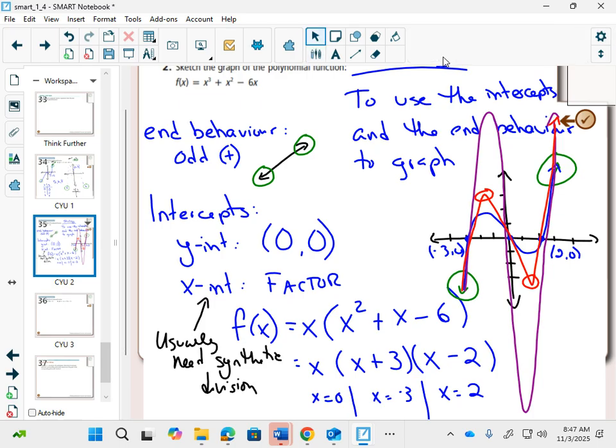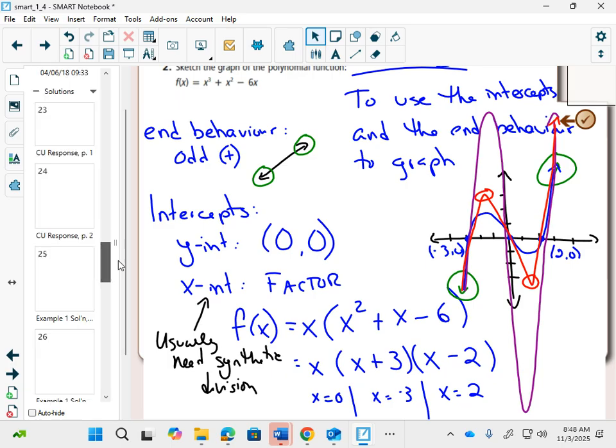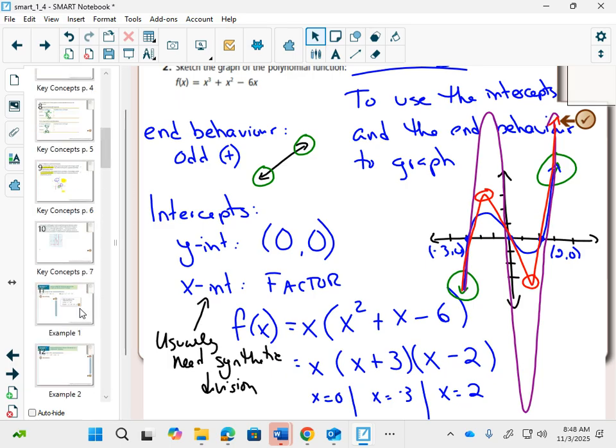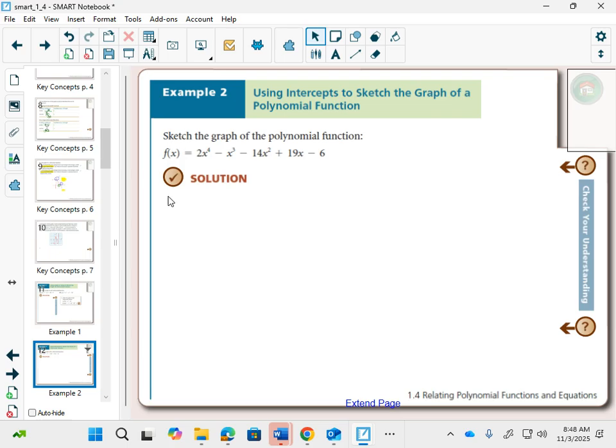We usually have to use the skills that we developed with factoring in the first part, where we need synthetic division. So we're just going to look at example 2 that the textbook has done, and it's actually an x to the 4 graph. And we'll just highlight how we would use this strategy to go through the one that they have. So here's their example 2.